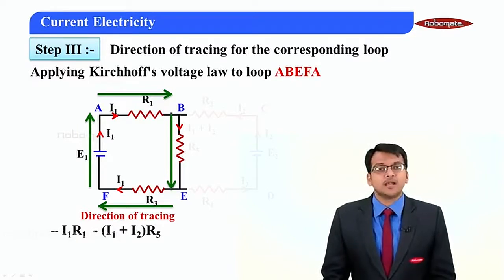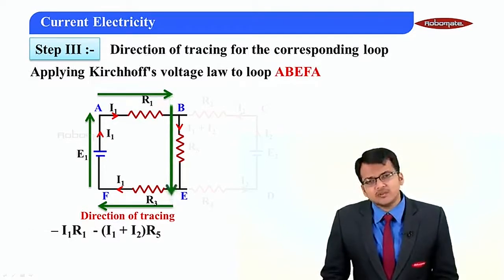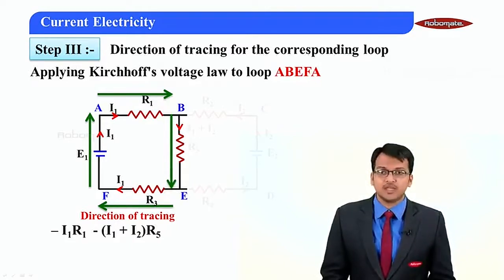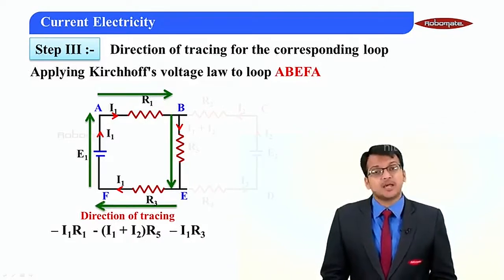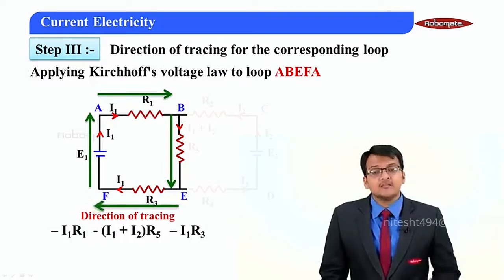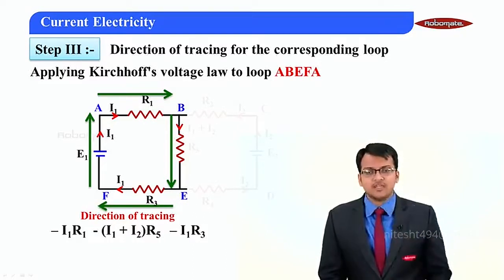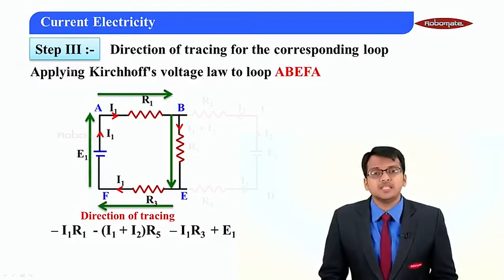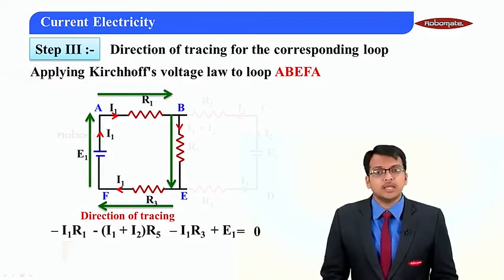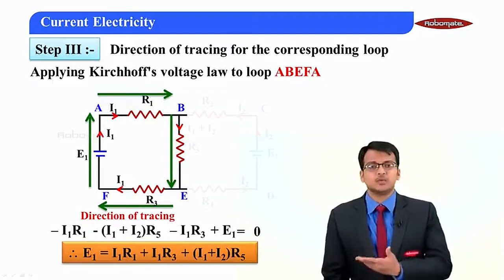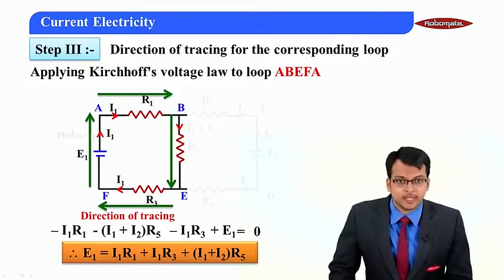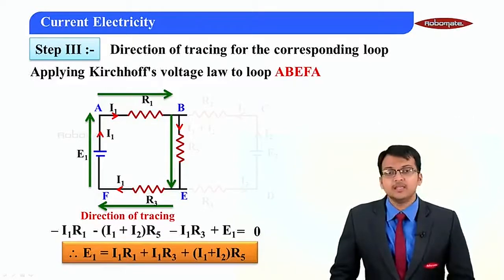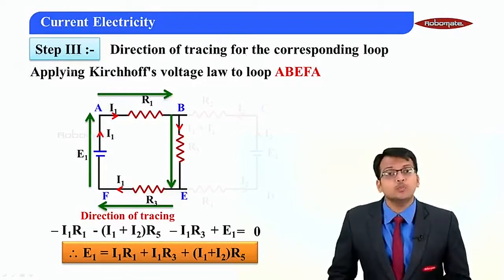Then, similarly for branch BE, again the direction of tracing and current is the same, so it will be minus (I1 plus I2) into R5. Same is the case in branch EF. And in branch FA we are going from negative to positive terminal of the battery, hence it will be plus E1 equal to 0. When you re-simplify this equation, this is what I'll get. First loop done. This is how I get the KVL equation for loop 1.